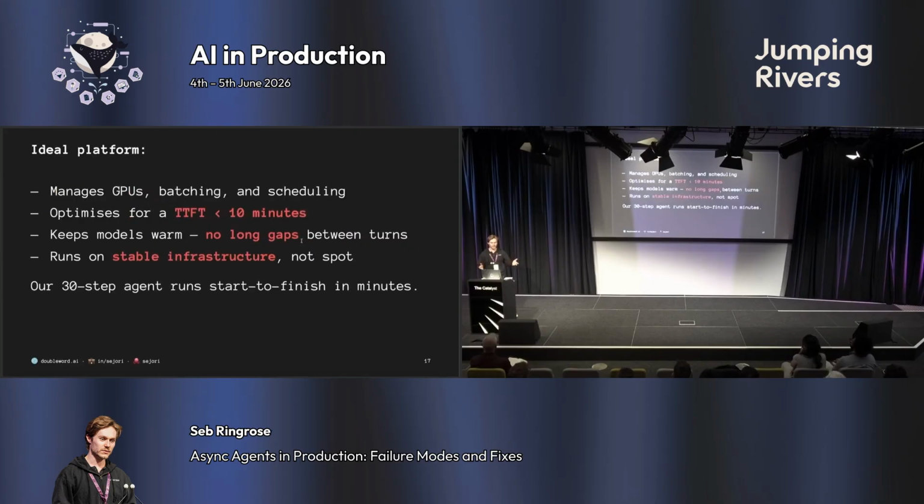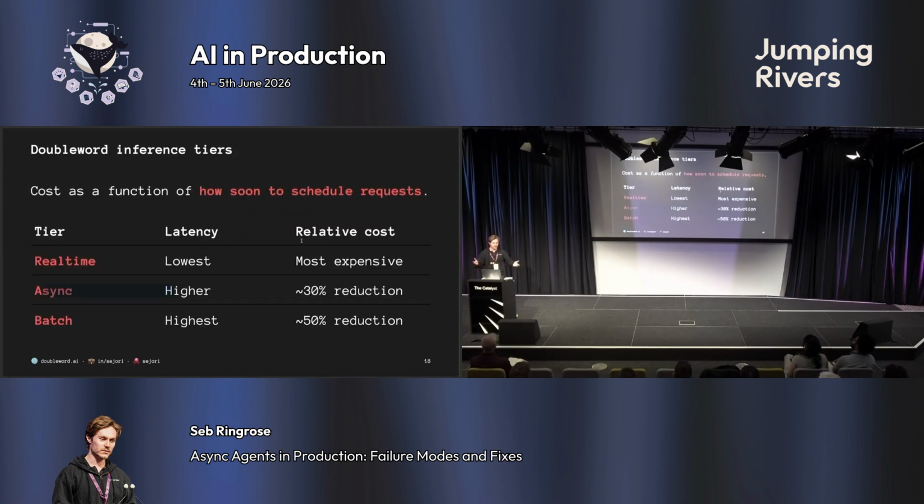We are looking for a platform that could offer us a solution to running background agents effectively. So a platform that would manage the GPUs, the infrastructure, the batching and the scheduling of our requests for us. A platform that would optimize its time to first token. So we're not aiming for real-time responses, but we want it to be faster than batched. We want these tokens to get produced pretty quickly. And a platform that keeps models warm, so that if we're doing inference steps in an agentic loop, the model that we're depending on won't disappear halfway through. We want the model to be up for the completion of our entire agentic inference process. And ultimately, our 30-step PR review bot could run start to finish in a few minutes. That's the goal. That's what we want from our async agent here.